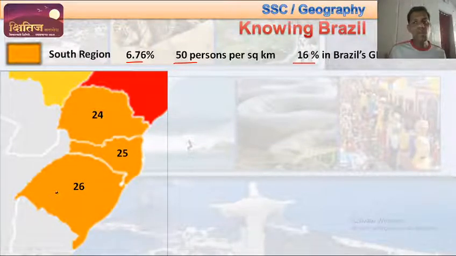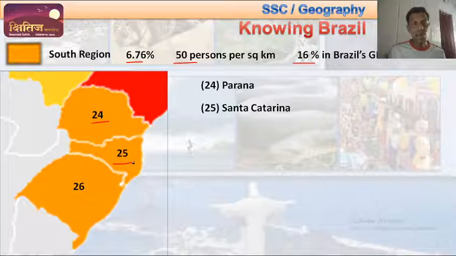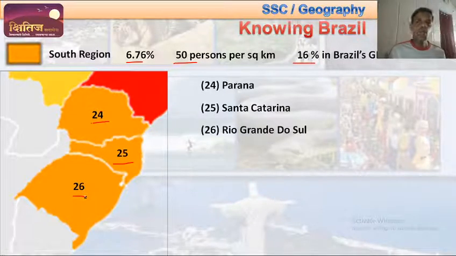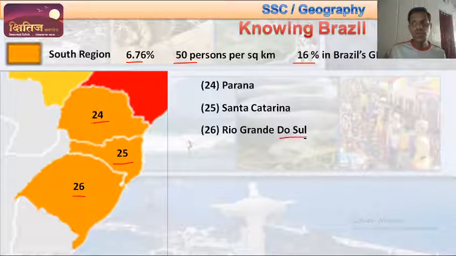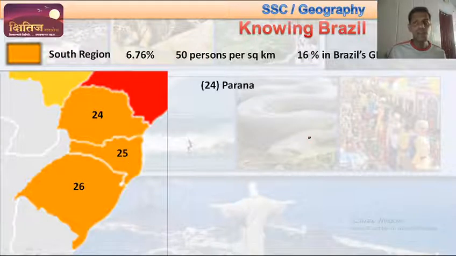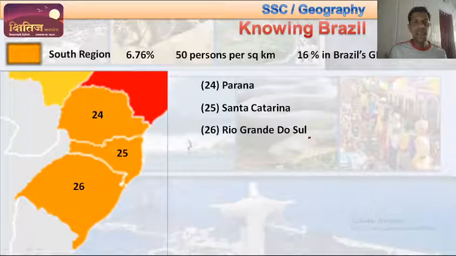Let us see the names of these 3 states. Number 24 is Parana. There is a river which flows from here, and the name of the river is Parana. Number 25 is Santa Catarina. And number 26, which is the southernmost state of Brazil, is Rio Grande do Sul. Just some time ago we have said that Sul means south, so very easy to remember. Let us revise it again. Number 24 is Paraná. Number 25 is Santa Catarina. And number 26 is Rio Grande do Sul.